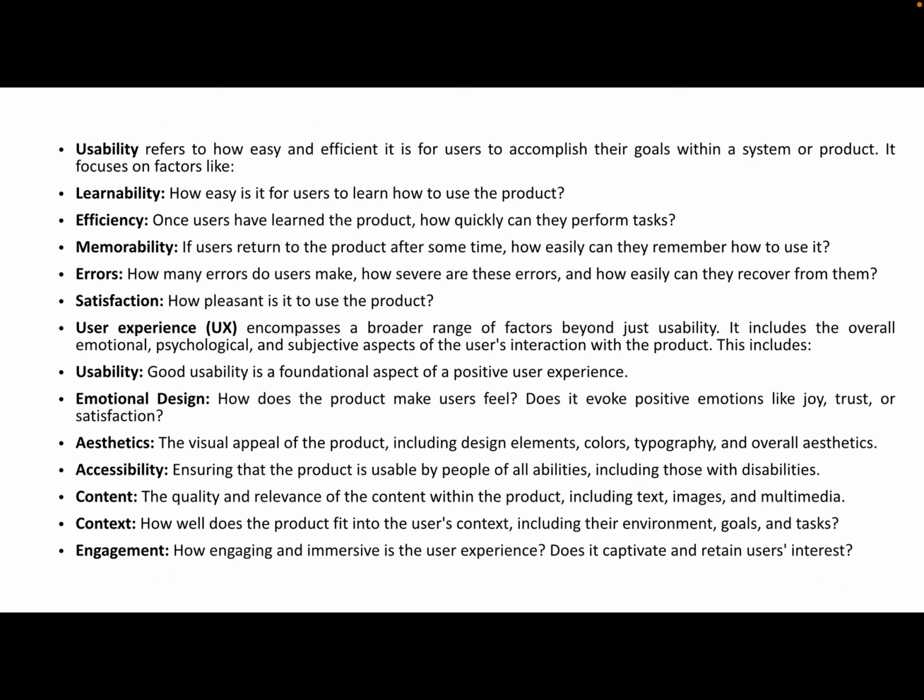Accessibility is ensuring that the product is usable by people of all abilities, including those with disabilities. Content, the quality and relevance of the content within the product, including the text, images, and multimedia. And when it comes to context, how well does the product fit in the user context, including the environment, goals, and task. And engagement is how engaging and immersive is the user experience. Does it captivate and retain the user's interest?